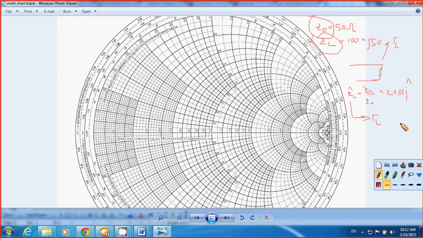Now take a look at the normalized load impedance: the real part is 2 and the imaginary part is 1. How are you going to plot normalized ZL on the Smith chart? First of all, take a look at the horizontal line here. I would say this is the center of the Smith chart. I will use this as a reference point.